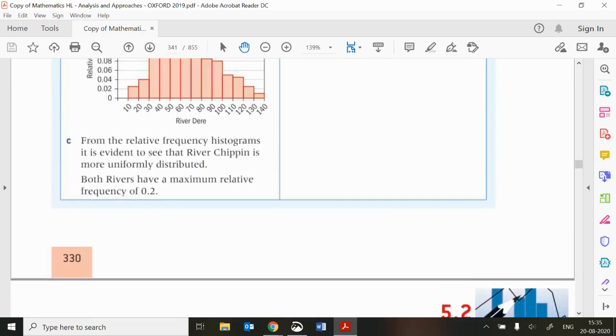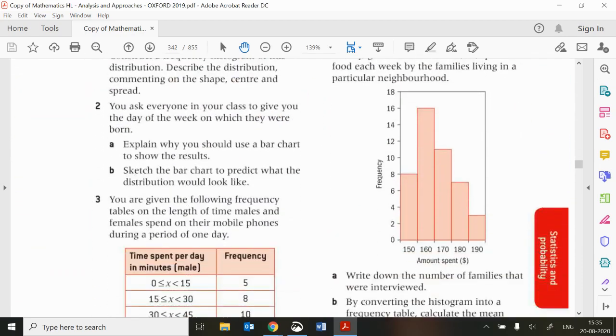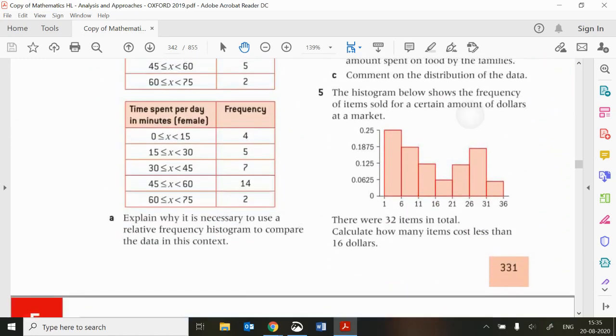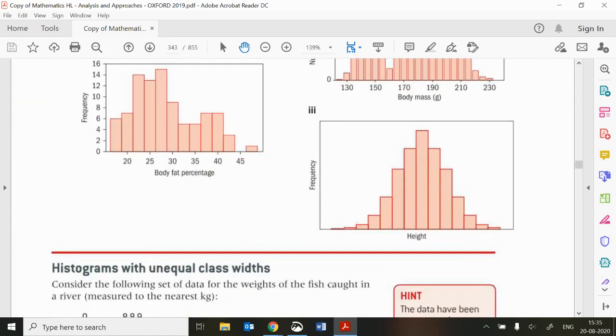Okay, what are they saying? They're saying from the relative frequency histograms, it is evident that River Chipping is more uniformly distributed. So they're not saying much at all. Okay, so 5D. There we go. You've got 6 questions there.